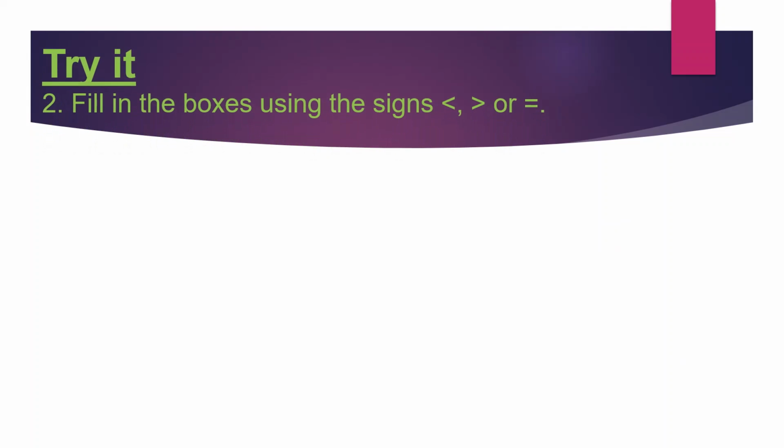So we have, try it. Okay, number 2, fill in the boxes using the sign, okay, less than, greater than, or equal. Again, less than, greater than, or equal. And then, so 6 times 8 blank 8 times 6. So that means this is what? Equal. Understand, students? Equal. Next.